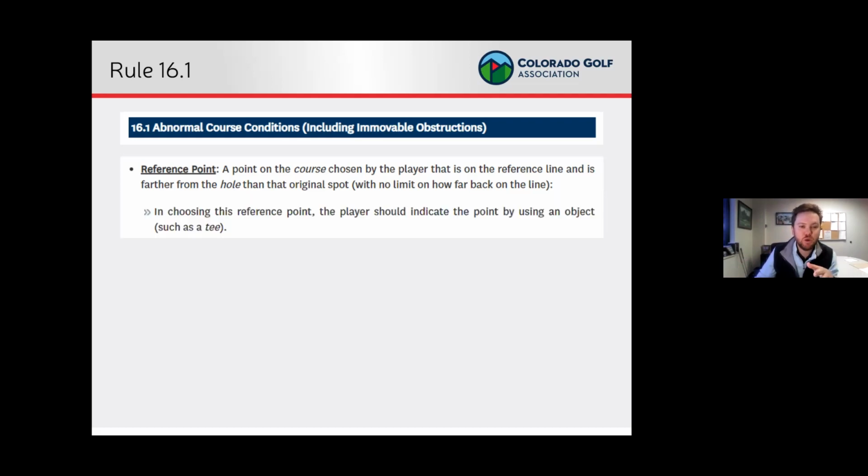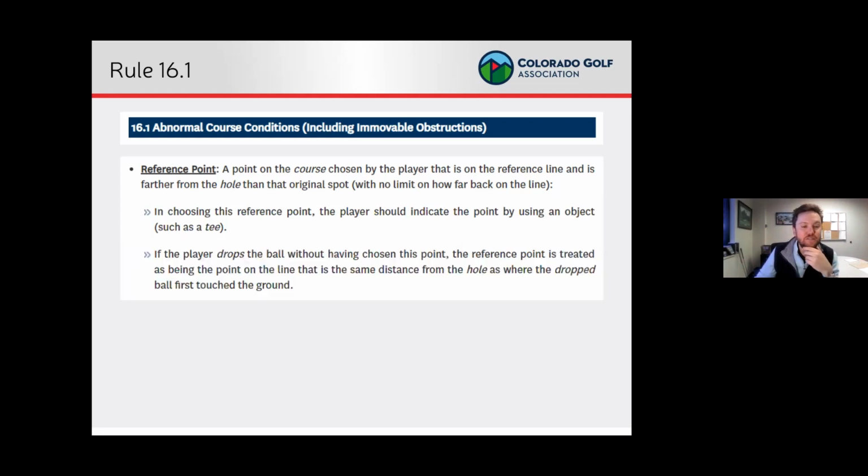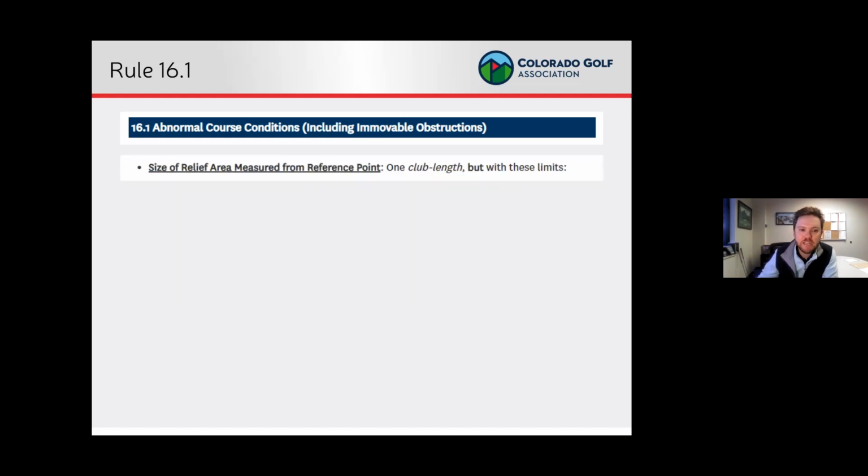In choosing the reference point, the player should indicate this point by using an object, such as a tee. And if the player drops the ball without having chosen this point on the back on the line relief procedure, the reference point is treated as being the point on the line the same distance from the hole as where the dropped ball first touched the ground. So when you're taking relief out, you should identify either mentally, or in this case, with the tee, to say, this is my reference point. From this spot, I want one club length, no closer to the hole. Well, this is easier with a picture involved, which we have in a minute.